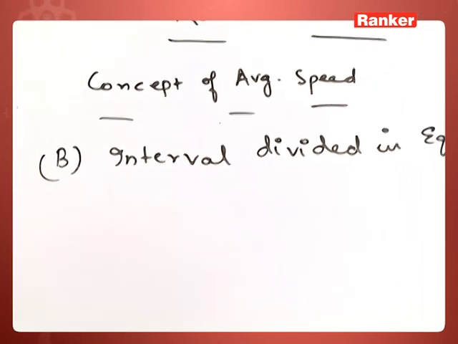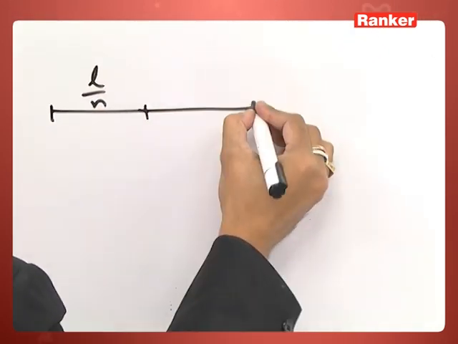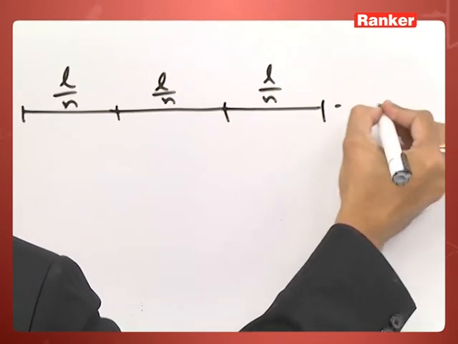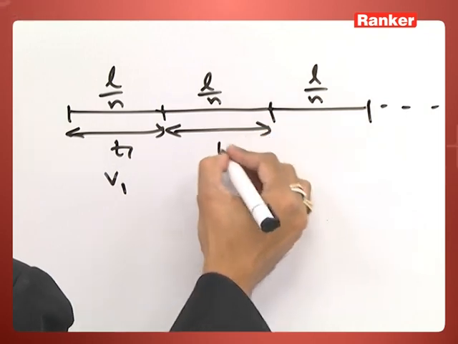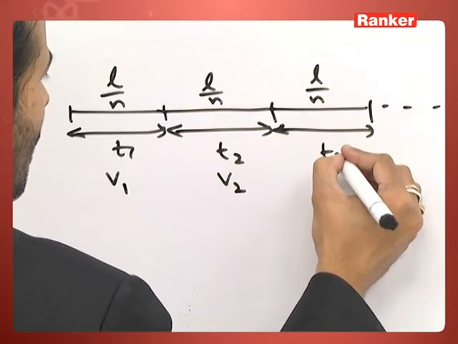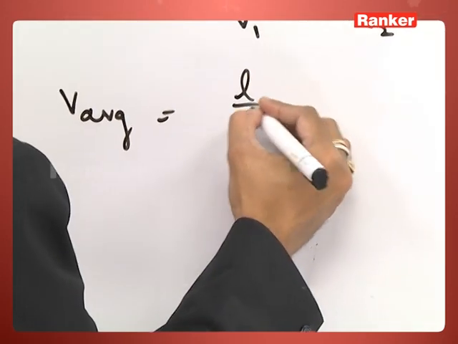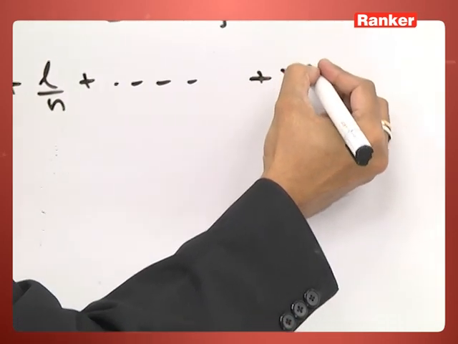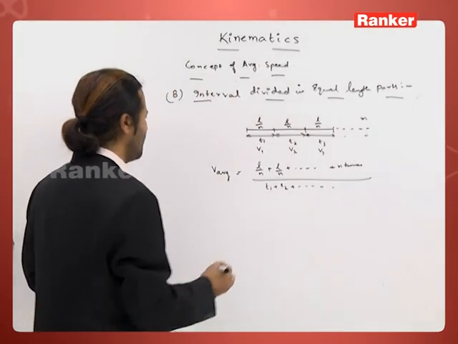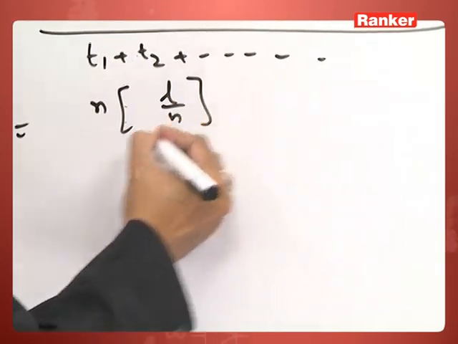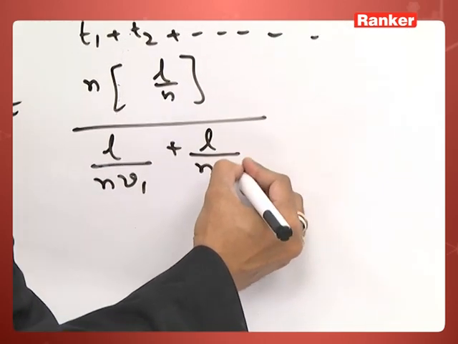Now this is the interval divided into equal length parts. So I take L by N, again L by N, again L by N, up to N parts, and these take times T1 with velocity V1, T2 with velocity V2, and it goes on. Here I will write the average speed as L by N plus L by N plus so on, N times, divided by the total time taken, T1 plus T2 and it goes on. So here the numerator is N into L by N. T1 can be written as L by N V1, T2 as L by N V2, and it goes on.